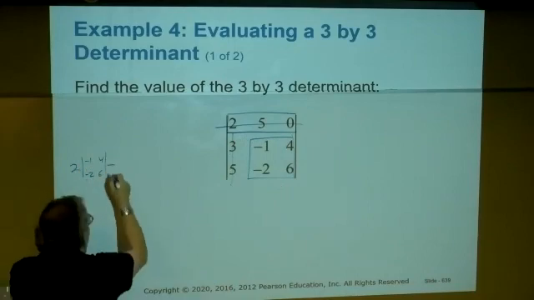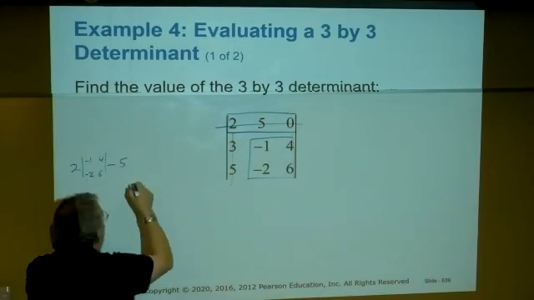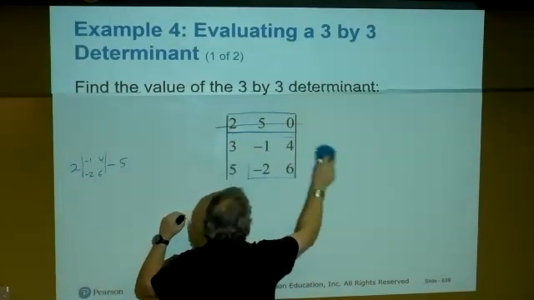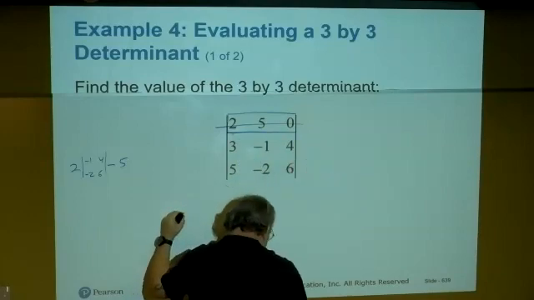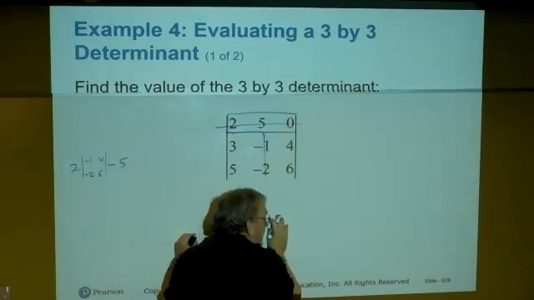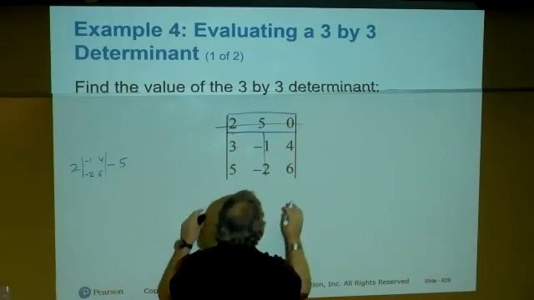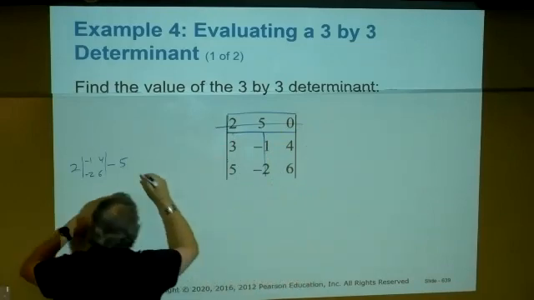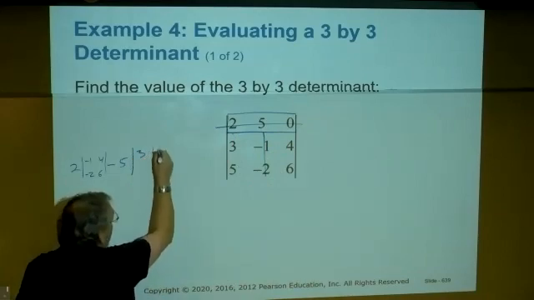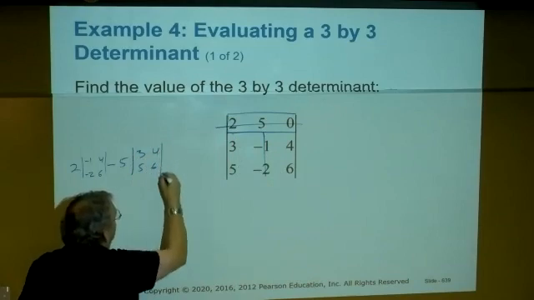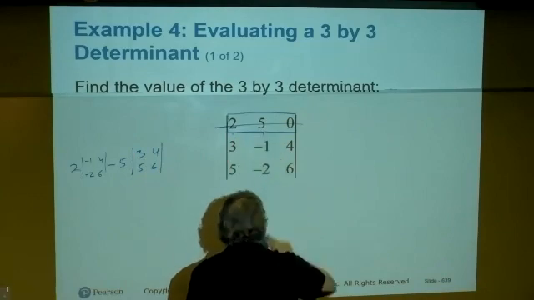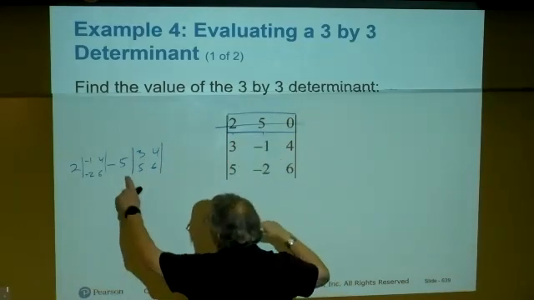And then it's going to be minus 5 times, all right? So now we moved on from the 2. Now we're going to look at the 5. And so I'm still going to ignore the top row. And now I need to ignore the column the 5 is in. And so the remaining 4 numbers form my minor determinant, 3, 4, 5, and 6. And then now I'm done with that one.